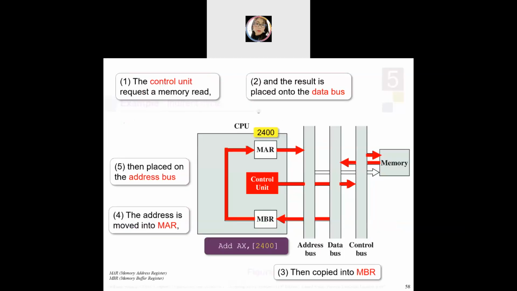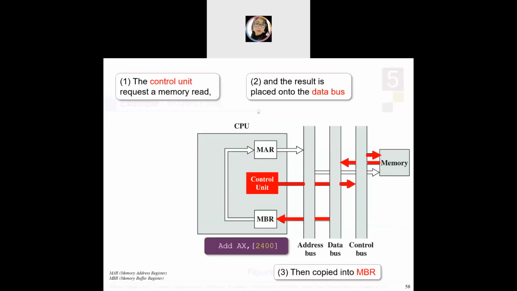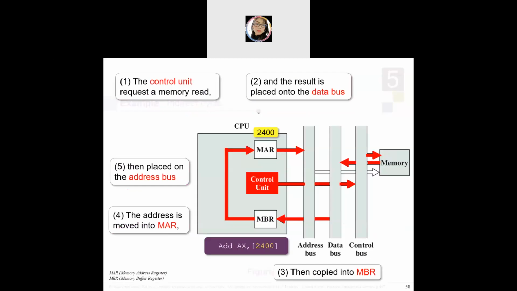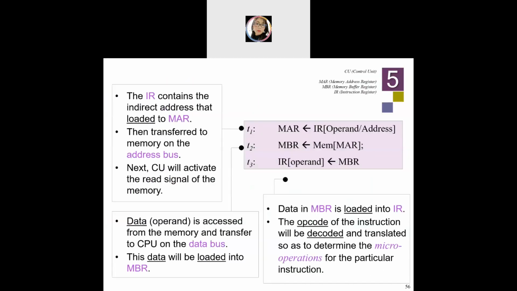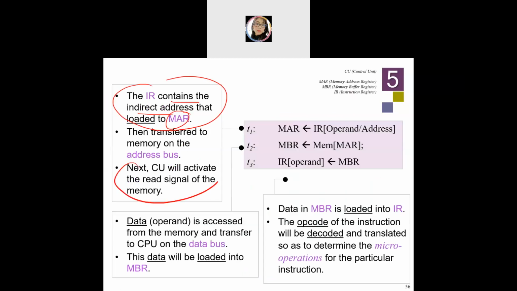So that is the indirect cycle. Actually, you can directly start with this number 4 if you have the IR value like this. If the IR content has the indirect address, you load it first to MAR. But this one, you try to start first. That's why the control unit will activate the read signal for the memory.